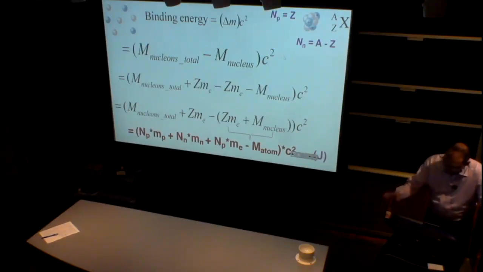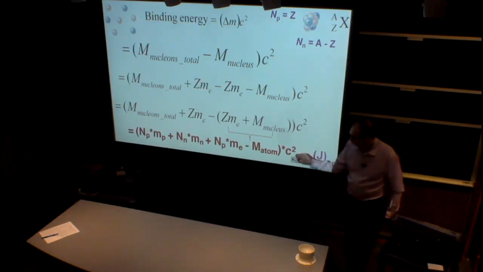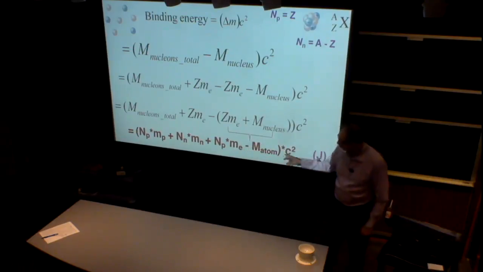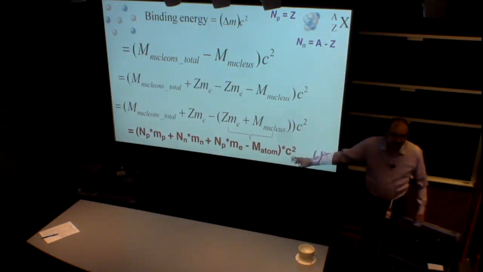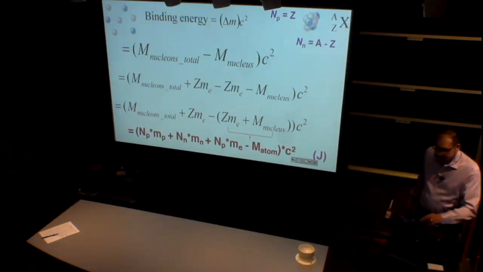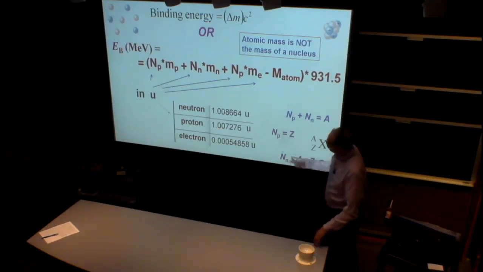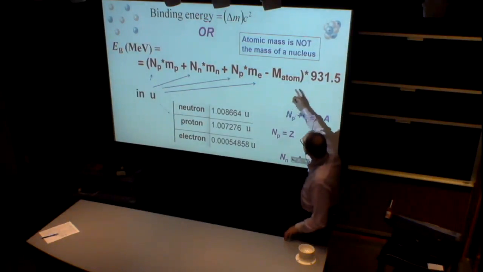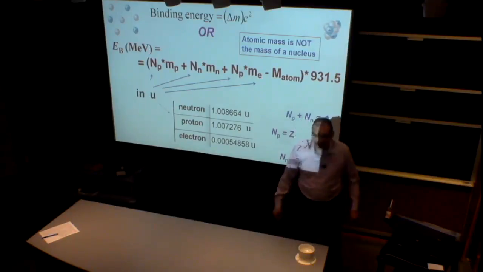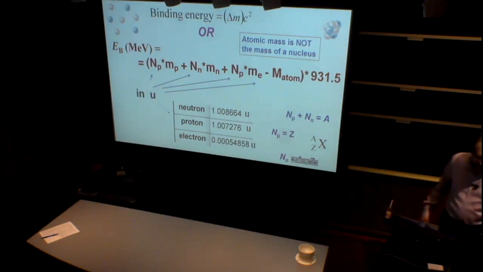So we have it here. This is a calculation in joules. In that situation, everything is in kilograms, and this is the speed of light in meters per second. But don't do that. Why? It's much more complicated. Much easier would be using atomic mass units and just multiplying by 931.5. It automatically gives you mega electron volts.